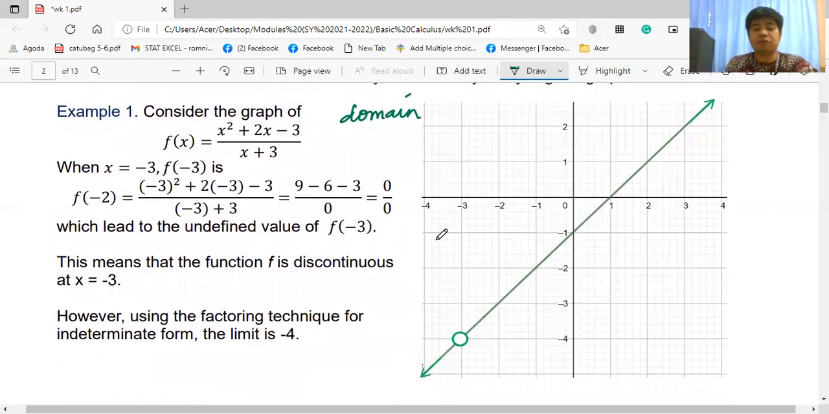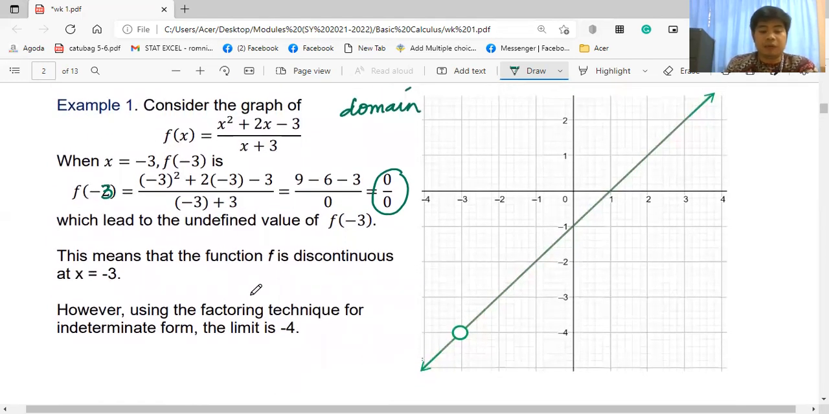Let's have the first example. We consider the graph of f of x equals x squared plus 2x minus 3 over x plus 3. Now, when x is equal to -3, if we evaluate it, it will give you 0 over 0 form, which is indeterminate. During the midterms, we already had these indeterminate forms, and you have learned already some of the methods to evaluate them. You may make use of the factoring technique, which now gives you a value of -4 as the limit. But then f of -3 remains undefined.